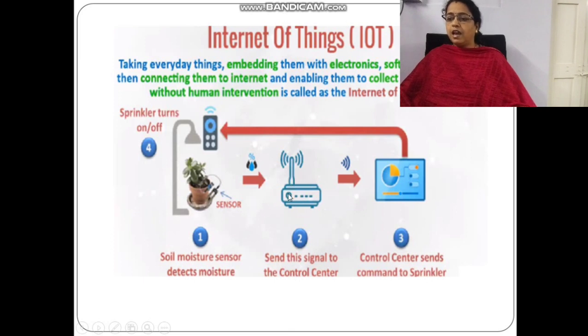Then this master control center gets the signal and it sends the signal to the sprinkler. So there is a sprinkler connected over the plant here. This master, that is the control center, gives the command to the sprinkler to switch on, so that if there is any requirement in the sand, if watering is required, then it should be provided.